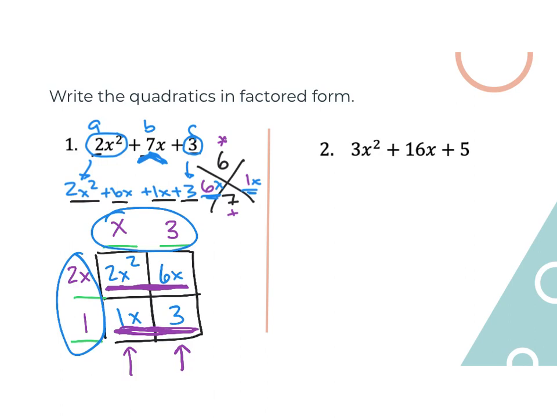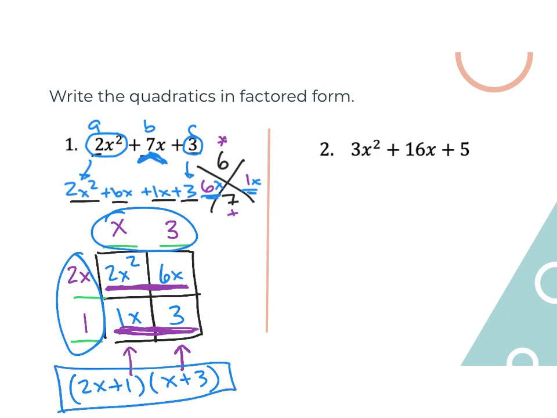If I write them in factored form, they look like this. I have 2x plus 1, and then in another set of parentheses, x plus 3. That is the factored form of my expression, okay? So I started with my products on the inside, and I took the GCFs out on the outside to get my factored form.